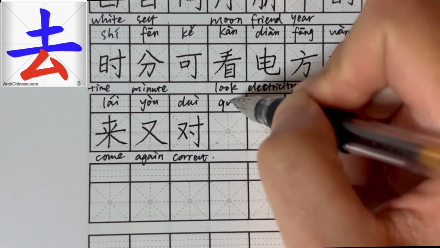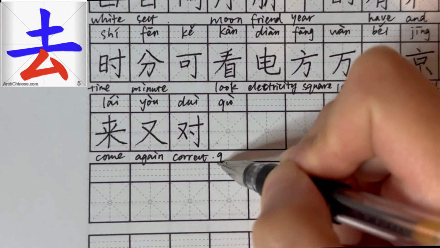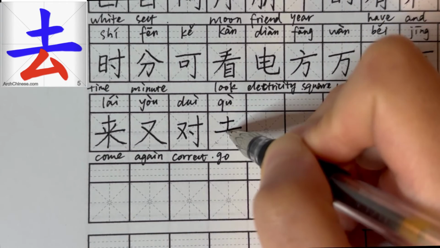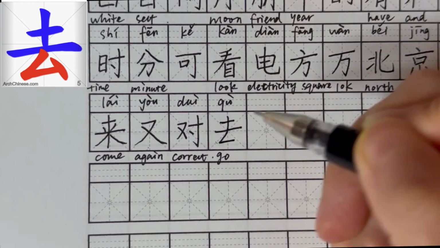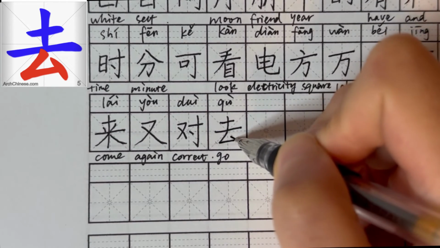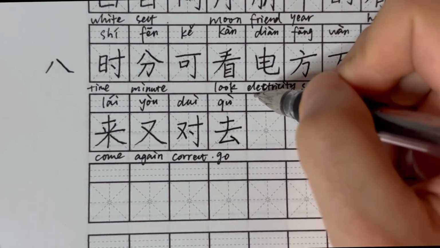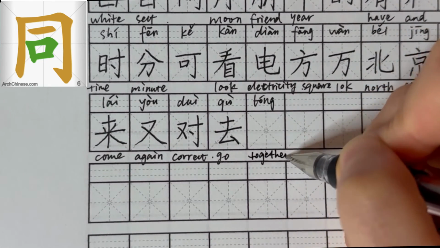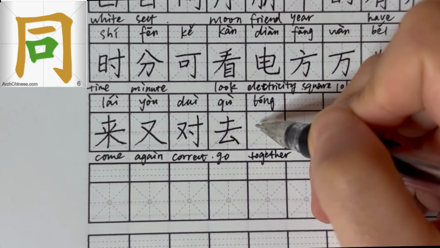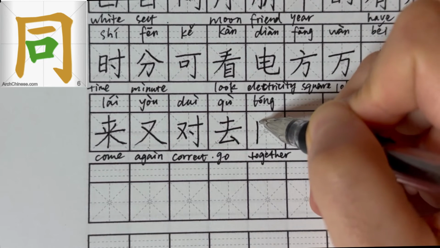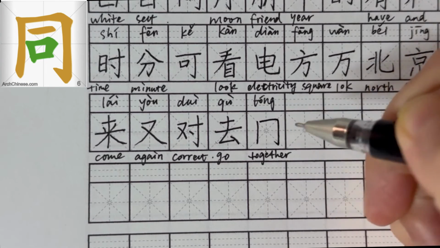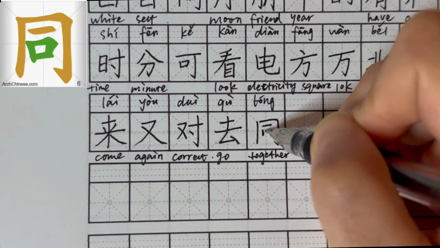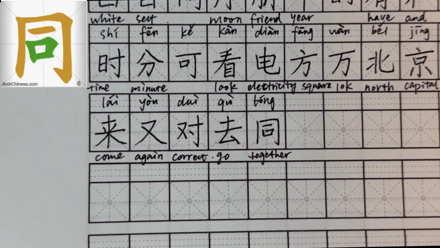Next character. 去 means to go. 横竖横撇折, one stroke, a big dot 点. Next one. 同 means together. We see a square, so we write the square first. 竖横折钩横 and then 口 竖横折横.